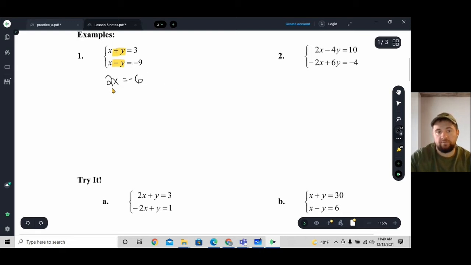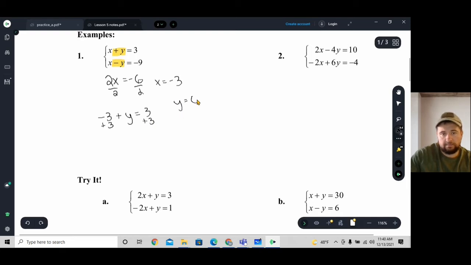I'm going to divide by 2. Divide by 2, and I'm going to get x equals negative 3. And I'm going to take this negative 3 and plug it back in. Negative 3 plus y equals 3. Add 3 to both sides.